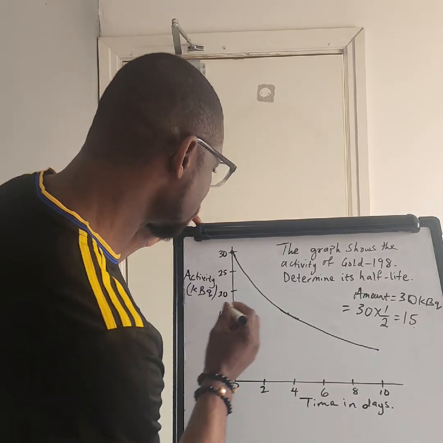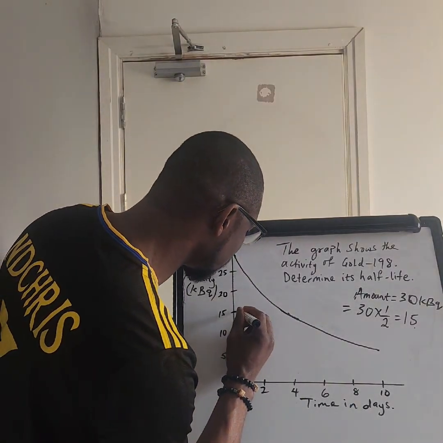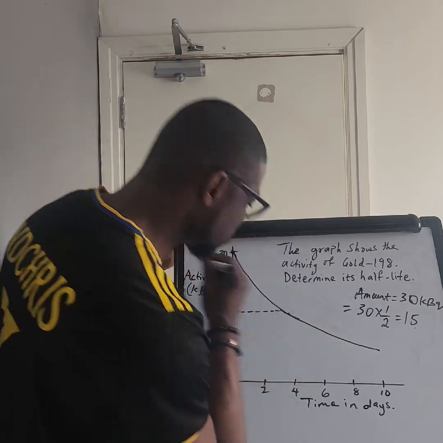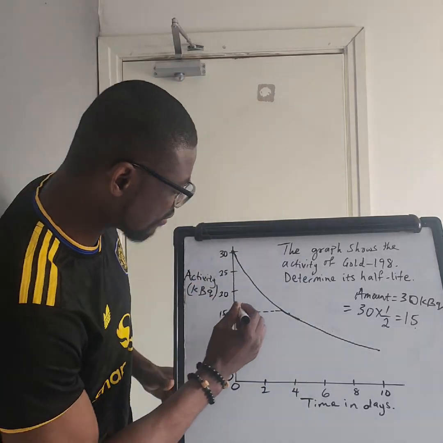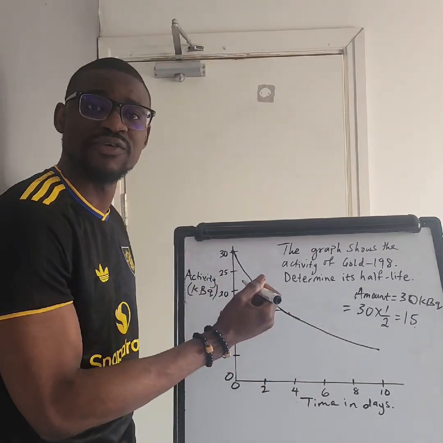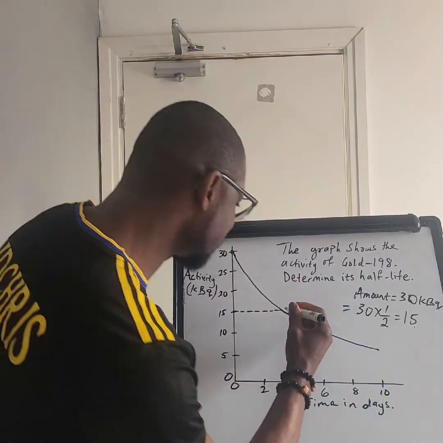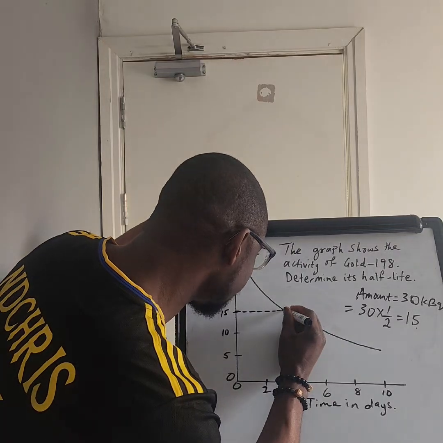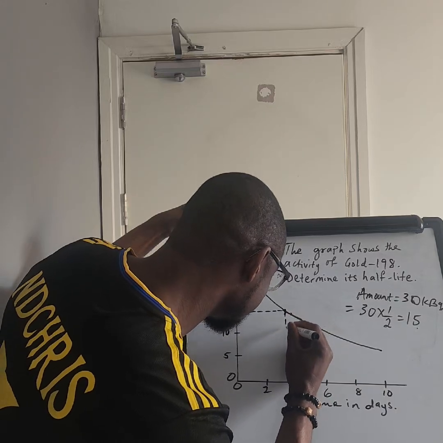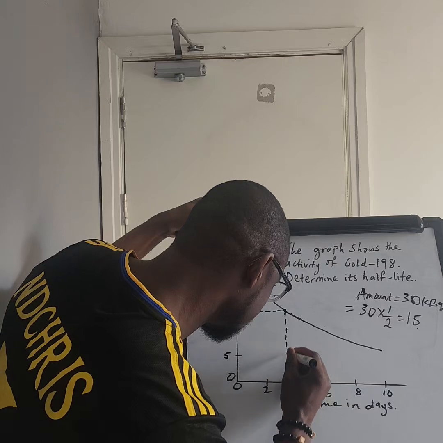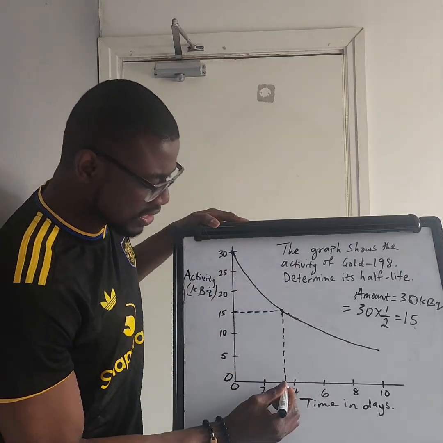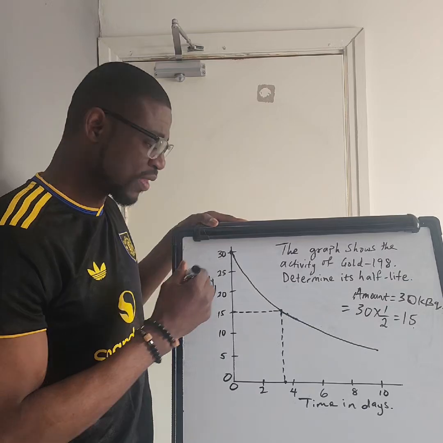So you trace it, you must draw this horizontal line to touch the curve. This will give you 1 mark. If you have not done it, you will lose a mark. You can see what I have done. I have drawn a horizontal line from 15 until it touches the curve. Now that you have done that, trace the same point from here now down to the time axis. This will be the half-life.